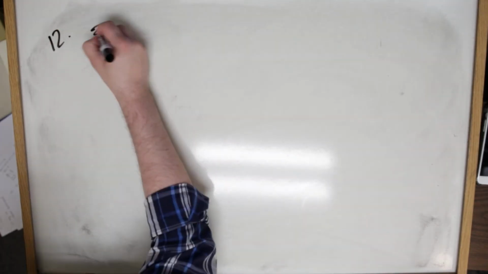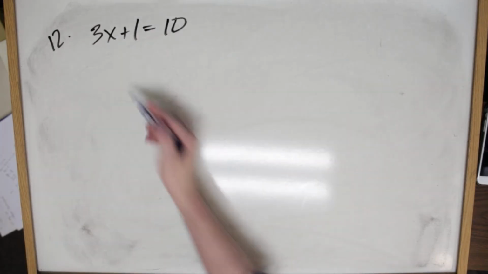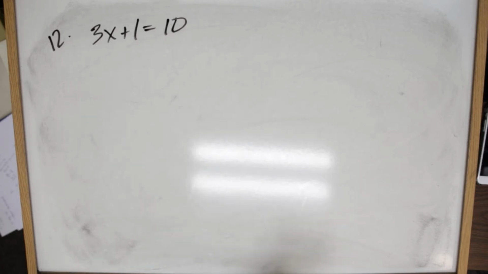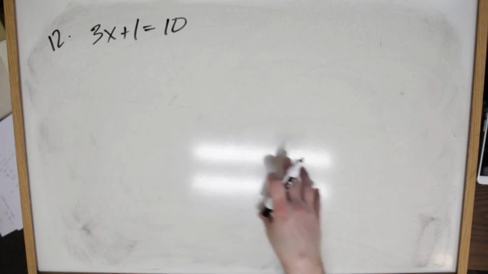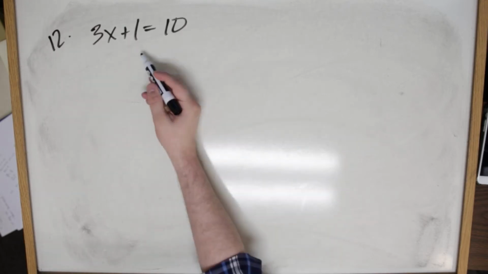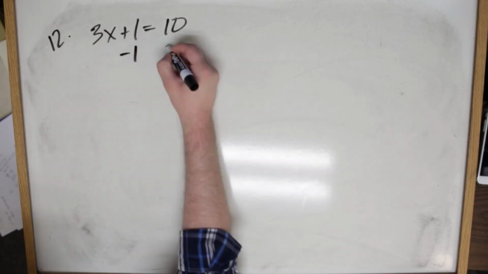So question 12. 3x plus 1 is equal to 10, okay? So notice we've got something multiplying the x, and we've got the 1. When you have to do adding, subtracting, multiplying, and dividing, any combination of those, you will always do the adding and subtracting first. Then you will do the multiplication and division. So, for example, this guy right here, we are going to subtract 1 from both sides first, okay?